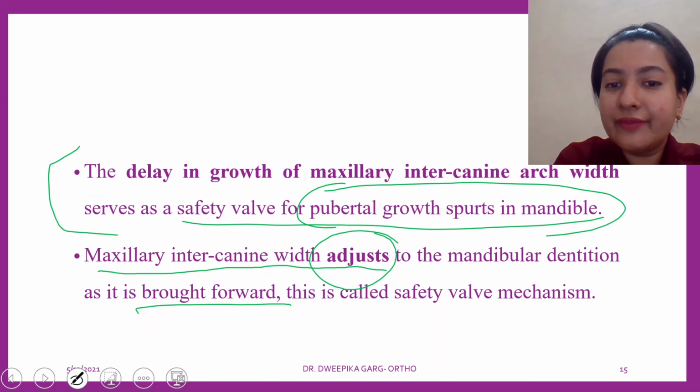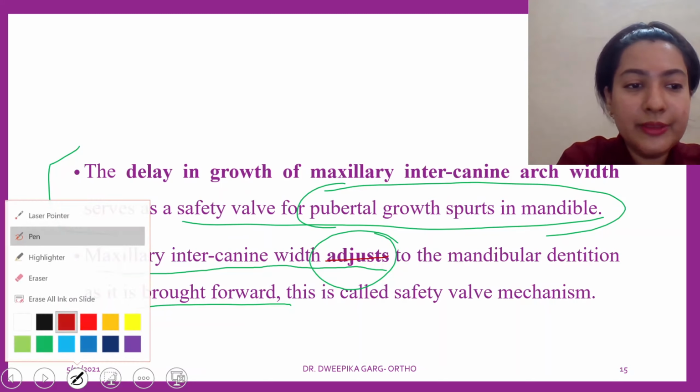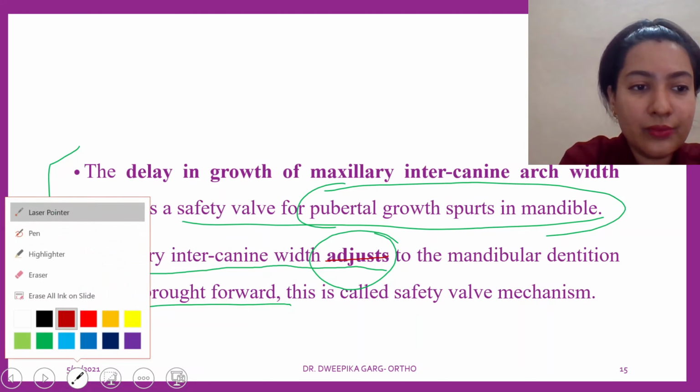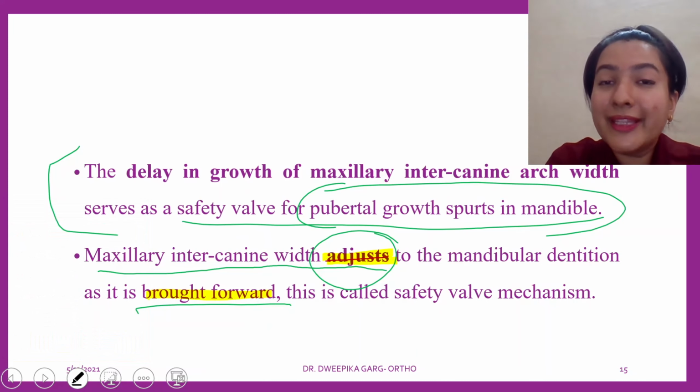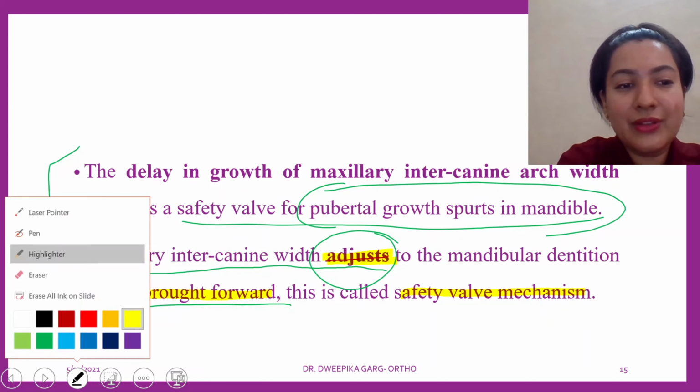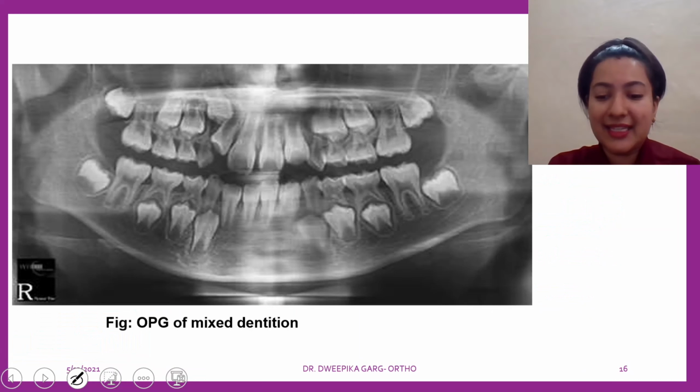Maxillary intercanine width adjusts to the mandible. It will adjust to the mandibular dentition as it is brought forward when there is horizontal movement of the mandible, and this is known as the safety valve mechanism. Safety valve mechanism is a very easy concept, students.